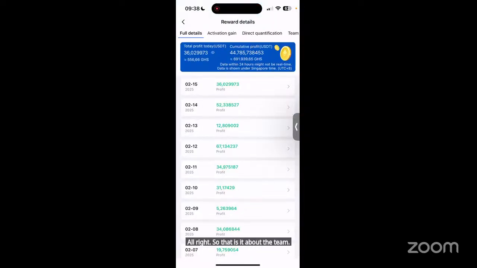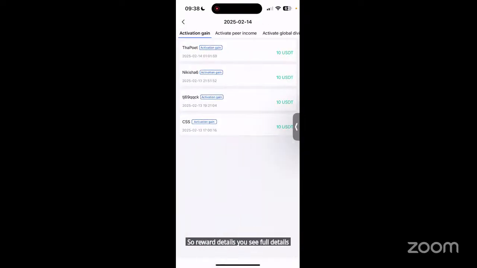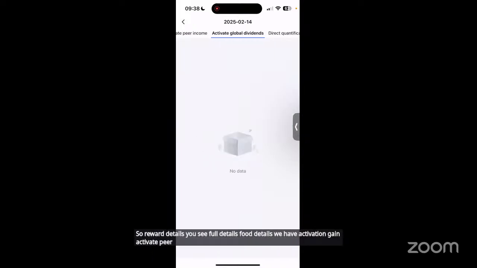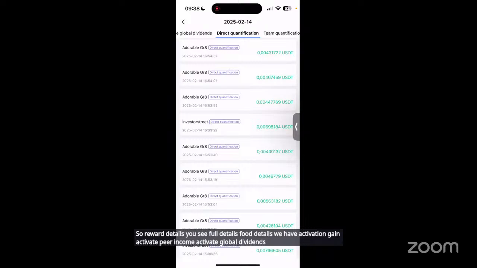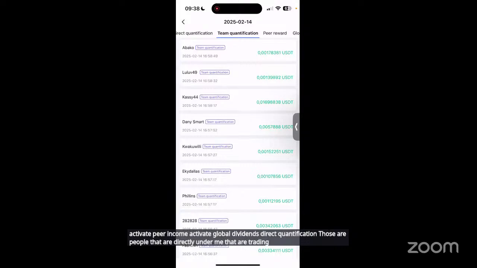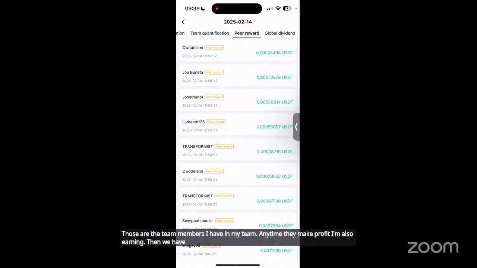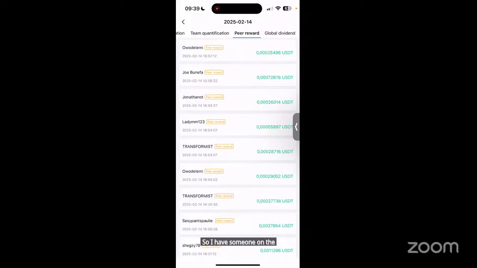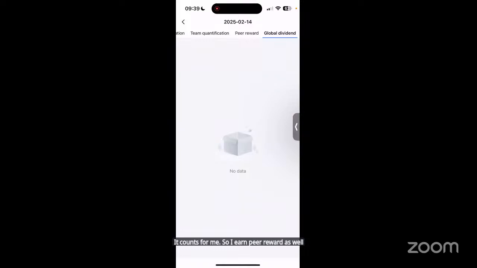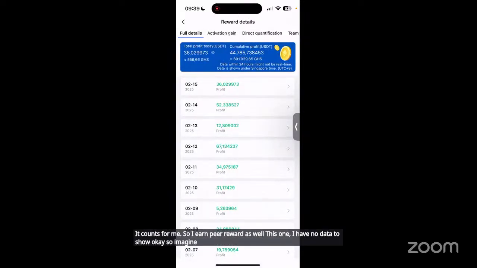Then let's go to reward details. So in reward details, you see full details: activation gain, activate peer income, activate global dividends, direct quantification. Those are people directly under me that are trading. Team quantification as well. Those are the team members I have in my team. Anytime they make profit, I'm also earning. Then we have peer reward. So I have someone on the same rank as me in my team. In as much as they are not my direct downline, it counts for me. So I earn peer reward as well. This one I have no data to show. Okay, so imagine activation gain.